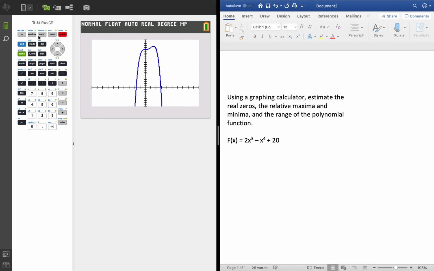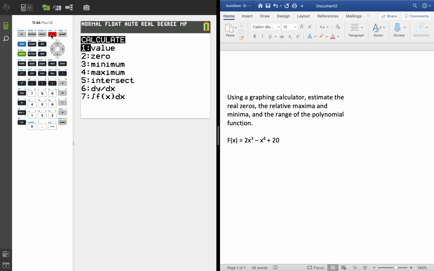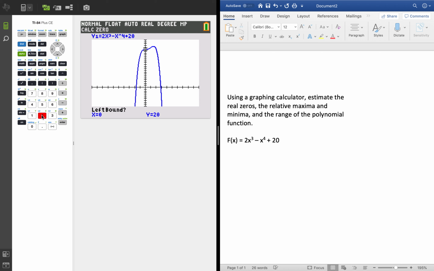Everything is up here in the very top where it says calc in blue. So I'm going to go second calc, and I'm going to hit the number 2 for zero because I'm looking for the zeros. Zeros are the x-intercepts. When you're looking for the zeros, the best thing is probably to find the left zero first. So I'm going to trace, went way too far right there. Let's see if I can bring it back up. There it is. Trace to the left side of your left zero, about right there. It doesn't have to be exactly there.